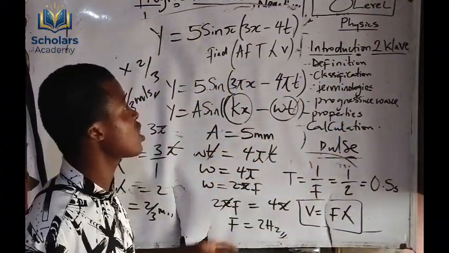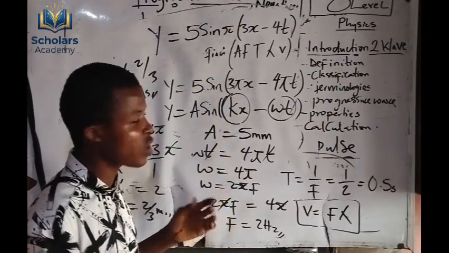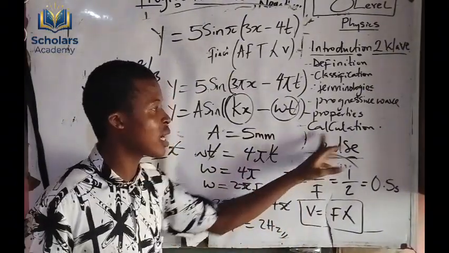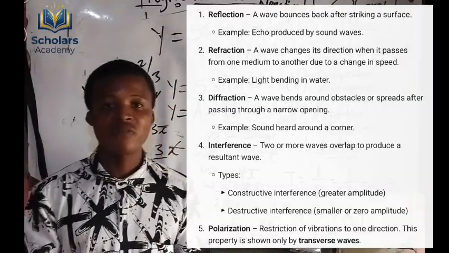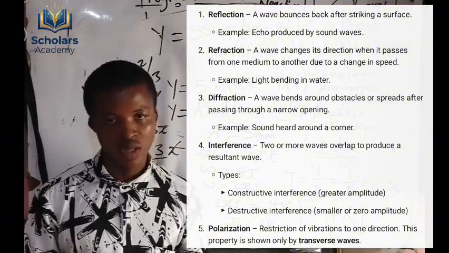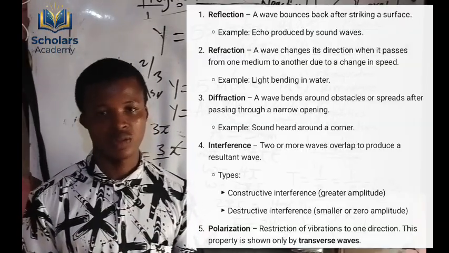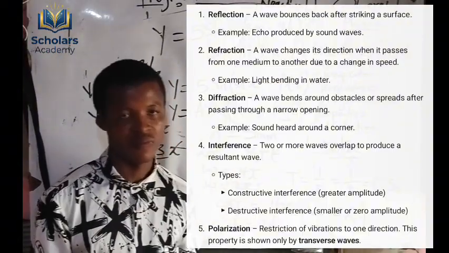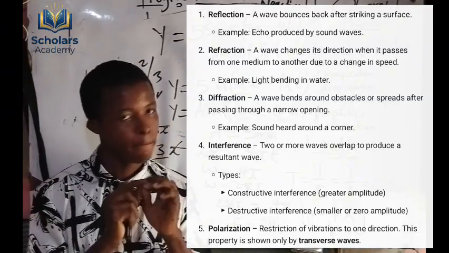Under this progressive wave, we're talking about the progressive wave equation. Then let's talk about how, if you see a graph, you can use that graph to solve questions. We'll put that under calculation. So let's talk about the properties of wave. In the properties of wave, we have reflection, refraction, interference, and diffraction. Then polarization is a property that is common to only transverse waves. Longitudinal waves do not undergo what we call polarization.